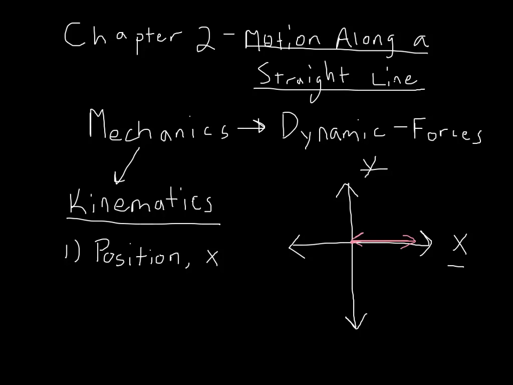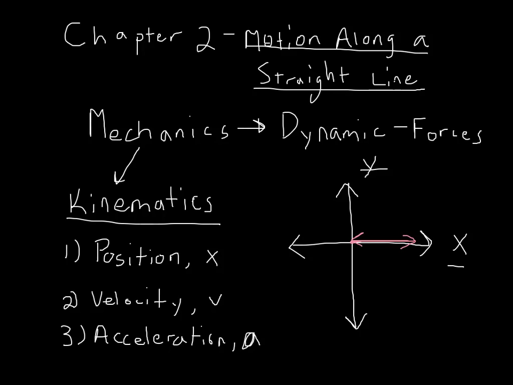Other quantities we can describe for kinematics. We also have something called velocity, which we'll talk about in just a moment. Velocity, which we label with a v, and we have acceleration. Acceleration is labeled with an a. So these are three quantities of interest.